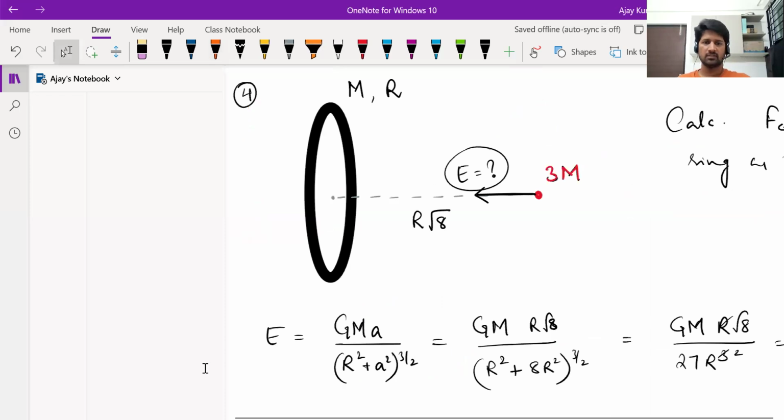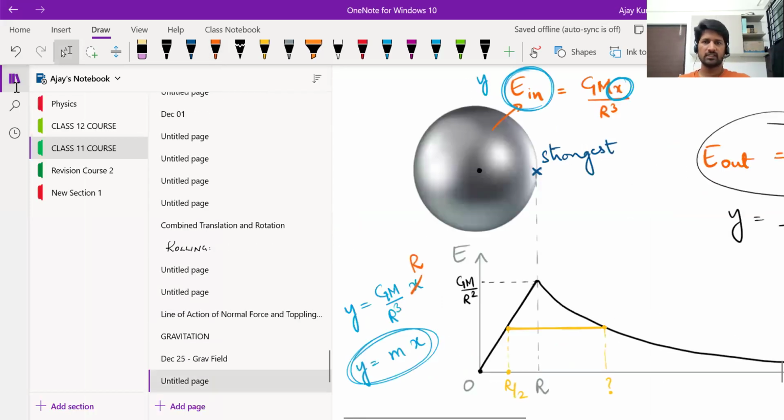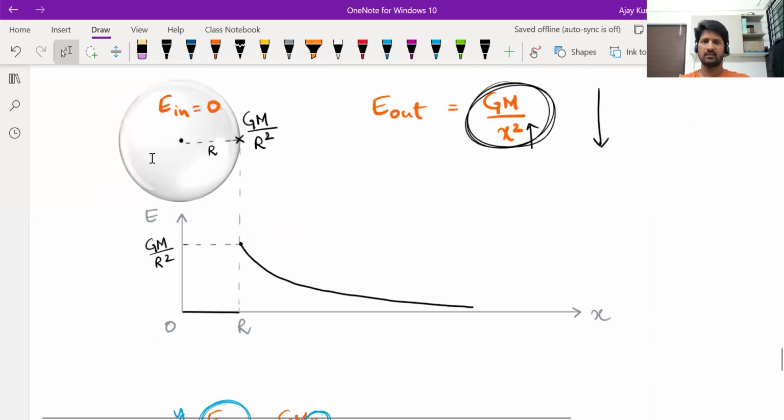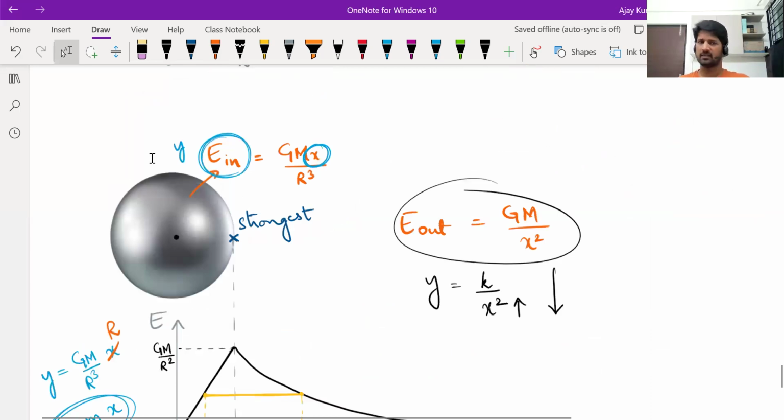Today we discussed hollow sphere inside and outside, solid sphere inside and outside. Hollow sphere inside, the field is 0. Outside it's like a point mass, GM by x square. Solid sphere inside, GMx by r cube. Outside it's like a point mass, GM by x square.